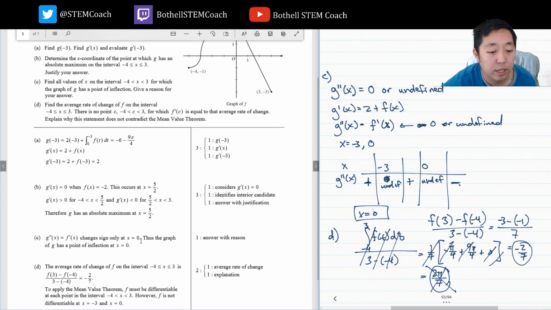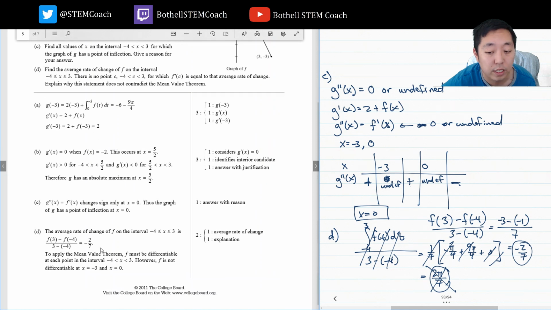The sign changes only at x equals 0. The graph has a point of inflection at x equals 0, which is what we found. The average rate is negative 2/7. That's good. It must be differentiable at each point. However, it's not differentiable there. Okay, so hope you guys found that helpful, despite my silly mistakes on this exam.